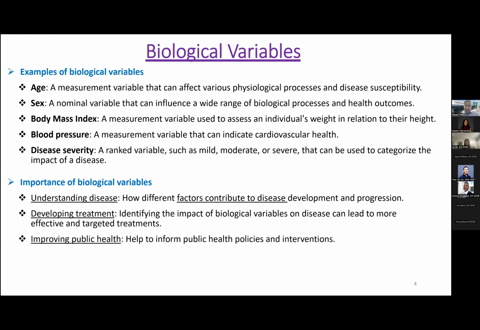So examples of biological variables are age, sex, body mass index, blood pressure, disease severity. Why are the biological variables important to consider? Why we should consider multiple variables in a research?